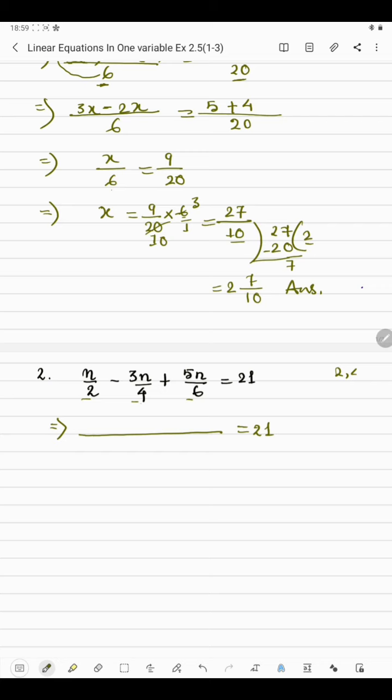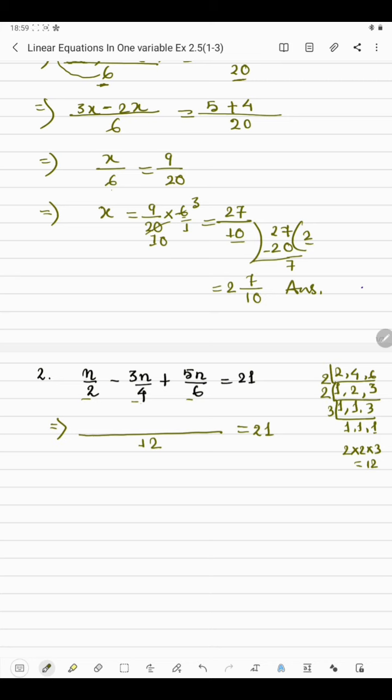Now the LCM of 2, 4 and 6, what will it be? 2 1s are 2, 2 2s are 4, 2 3s are 6. Now again 2 1s are 2, then 3 ones are 3. So what will be the LCM? 2 into 2 into 3 is 12, right? Now we'll write the LCM as 12.